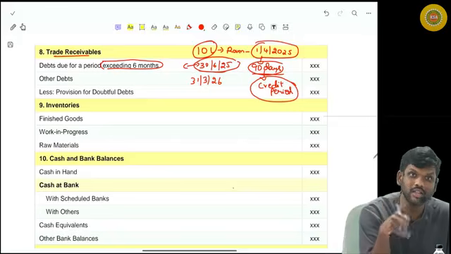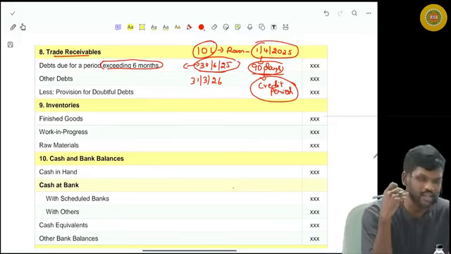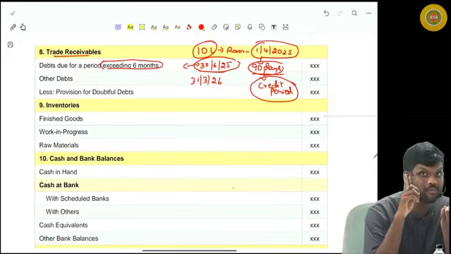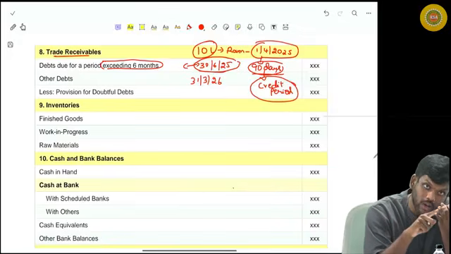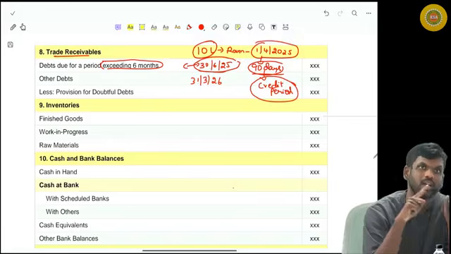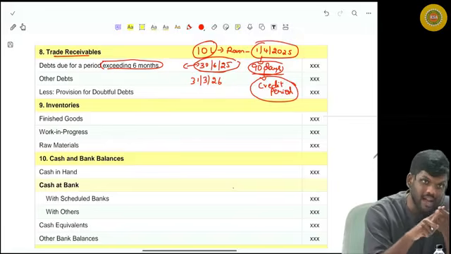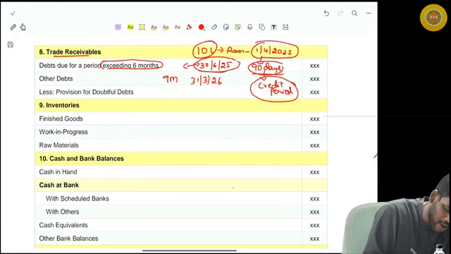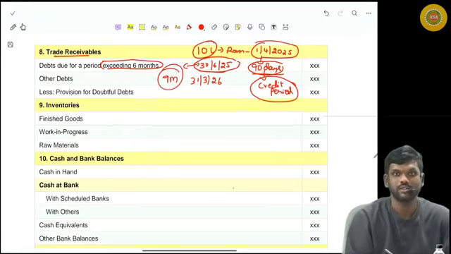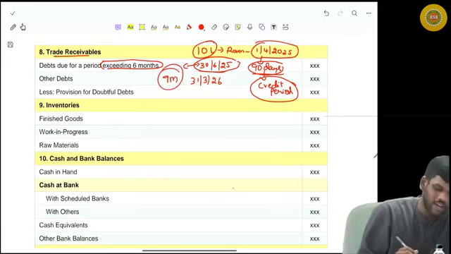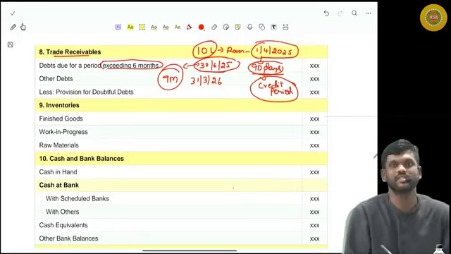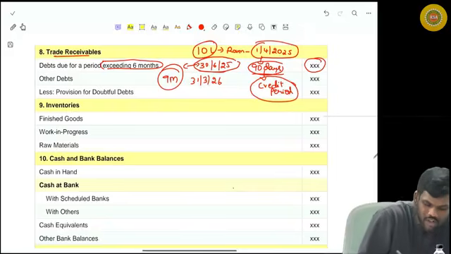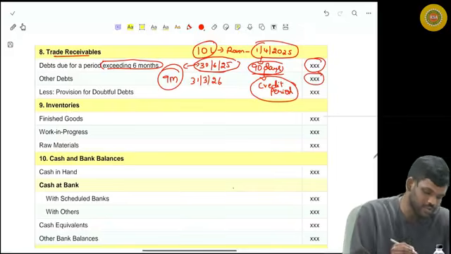But even till 31st March 26, this Ram has not given us. That means it is due from 30th June, July, August, September, October, November, December, Jan, Feb, March. In total, it is due for a period of 9 months. So this is a debtor which is due for more than 6 months, that needs to be disclosed separately, and other debtors which are due for less than 6 months, that should be shown separately.